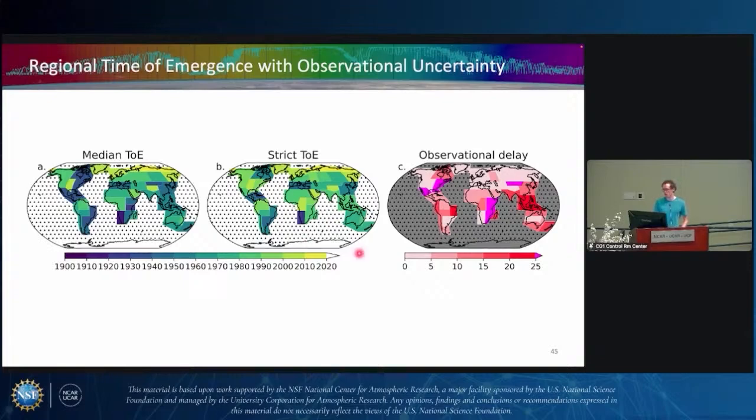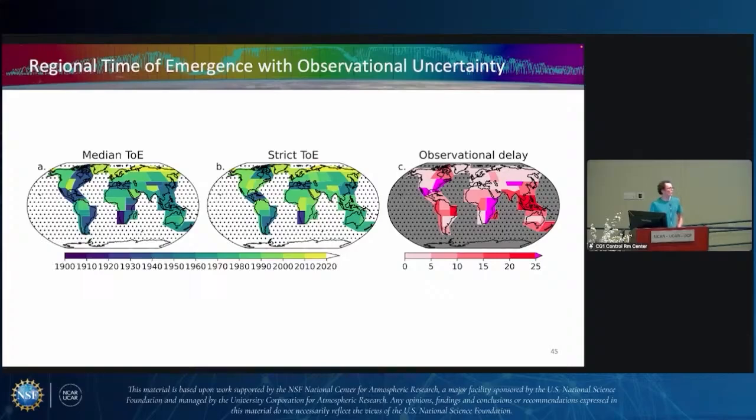And so what we see when we look at this delay is that there are plenty of regions where that delay is on the order of 0 to 5 years. It's not very large, but there are also regions where the delay is much larger, in excess of 20 or 25 years. So clearly accounting for observational uncertainty is important here if it's making multi-decadal changes in the results of our research question.